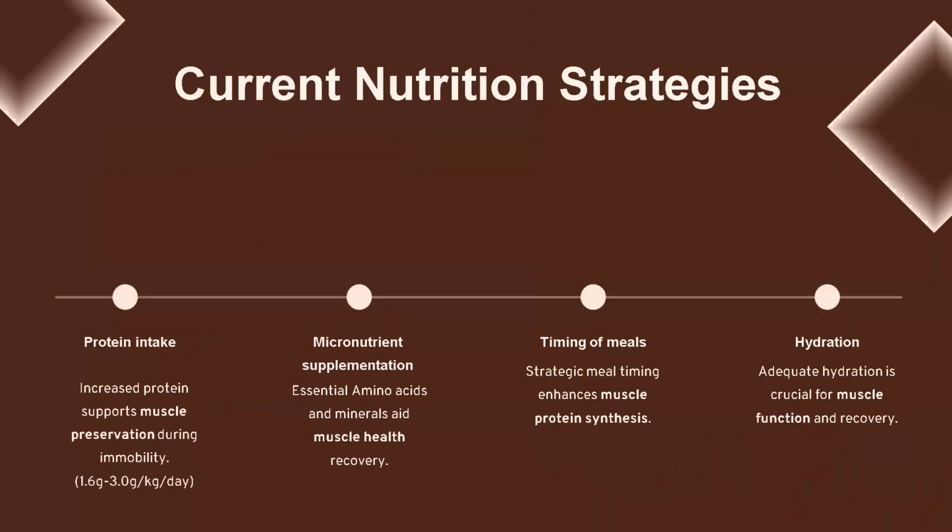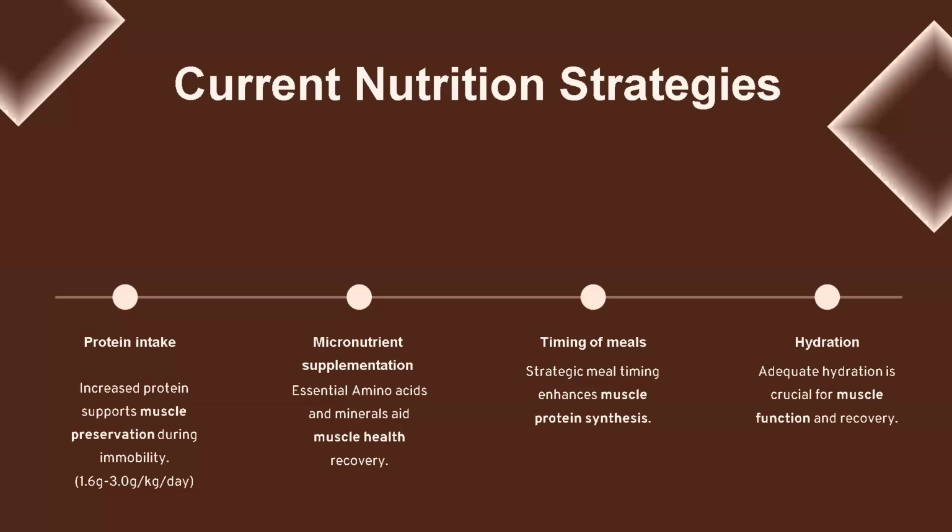So what are the current nutrition strategies for immobility-induced muscle atrophy? Nutrition strategies that are currently in place are focused on protein intake, micronutrient supplementation, timing of meals, and hydration. And that's where our main focus is going to be today. So maybe if we can start with the protein intake.